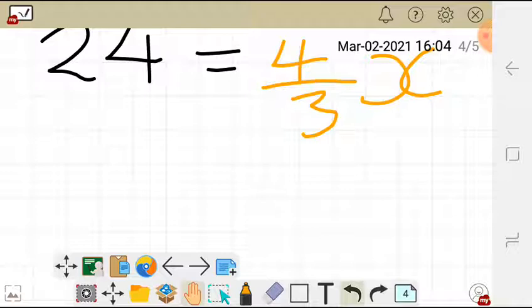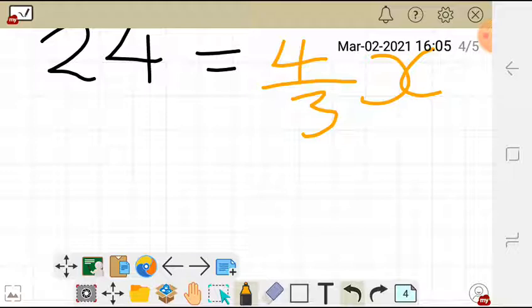After that you have to get rid of that 4 over 3 because we are looking for x. So what are we going to do? We are going to multiply this 4 over 3 by its multiplicative inverse, which is 3 over 4. Remember, a multiplicative inverse is a number which when you multiply it with that number, the answer that you get is 1. So we multiply 4 over 3 by 3 over 4 so that we get 1.